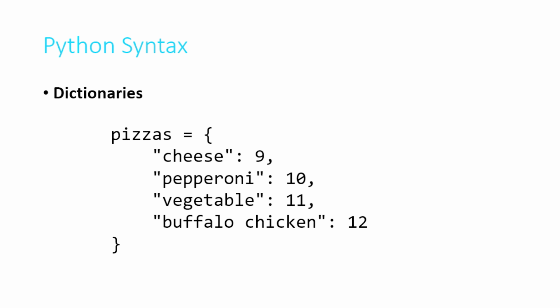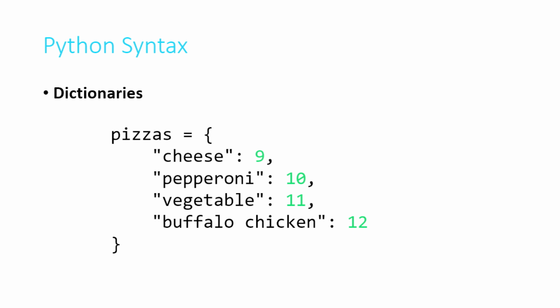Inside of this pizzas dictionary, I have 4 key value pairs. I associate the key cheese with the value 9. I associate the key pepperoni with the value 10, and so on. Now, how might we want to work with this? These, again, are our keys. We use a colon to separate the key value pair. And those are our values here in green.